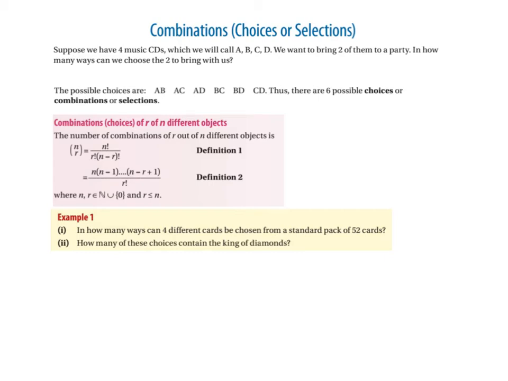Hi guys, so in this video we're going to look at combinations, otherwise known as choices or selections. And this is slightly different to what we did in the last video, arrangements or permutations, where the order was really important. So what we're doing here, it doesn't matter, for example, in a combination or a choice, whether we pick A, B or B, A, they are the same thing.